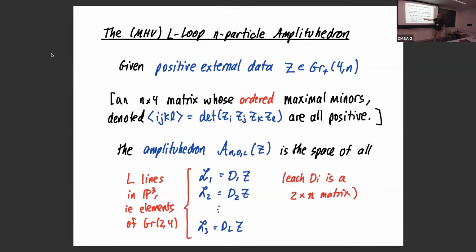So, okay, we have our external momentum twistor matrix, which is an n×4 matrix Z. And then each of these capital Ds is a 2×n matrix, where each of these curly L's is a line in P3, which I'm understanding is being represented by an element of Gr(2,4). So these are 2×4 matrices on the left, and on the right we have 2×n times n×4.